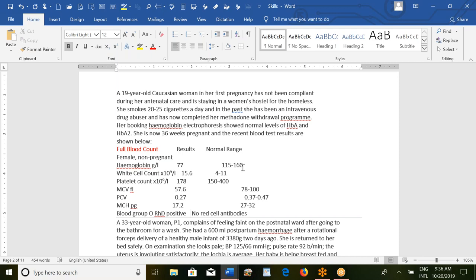So her MCV, hemoglobin is low. Then the white cell count is high. Platelet count is okay. MCV is low and PCV is low and MCH is also low. So it looks like all the parameters for hemoglobin and absolute values are low. So she has anemia, and because all parameters are low, there can be a possibility of thalassemia also. But we have to differentiate between iron deficiency anemia and thalassemia.